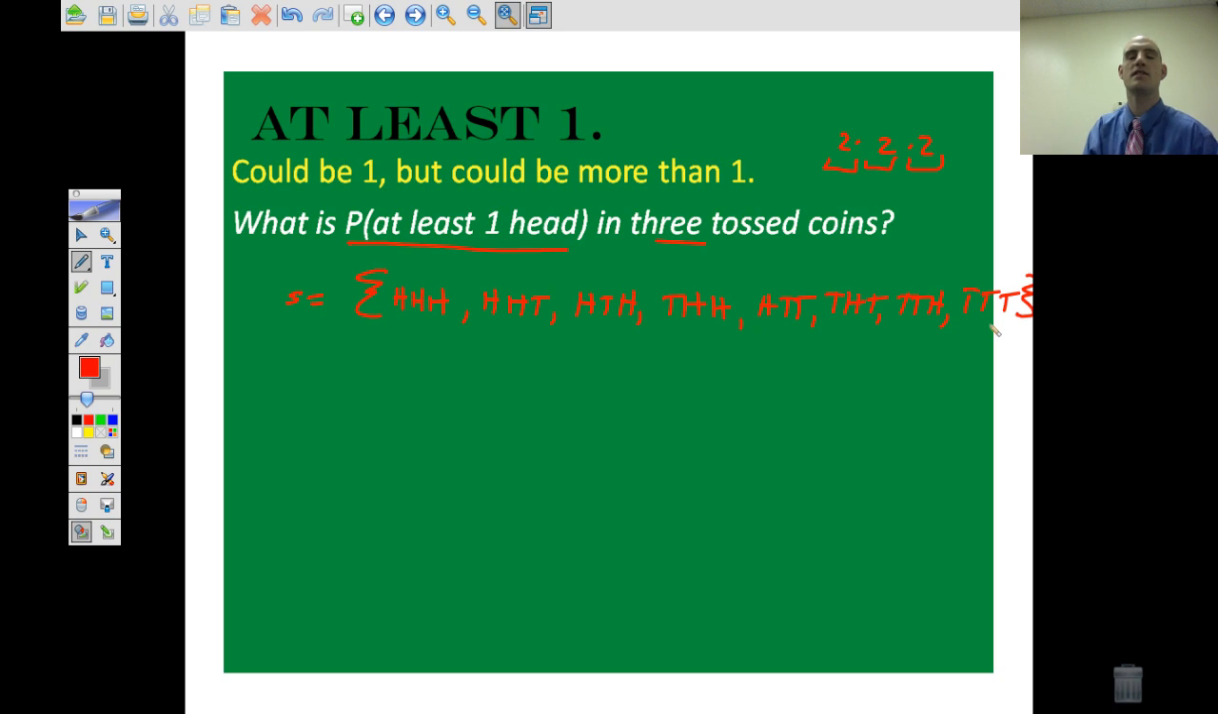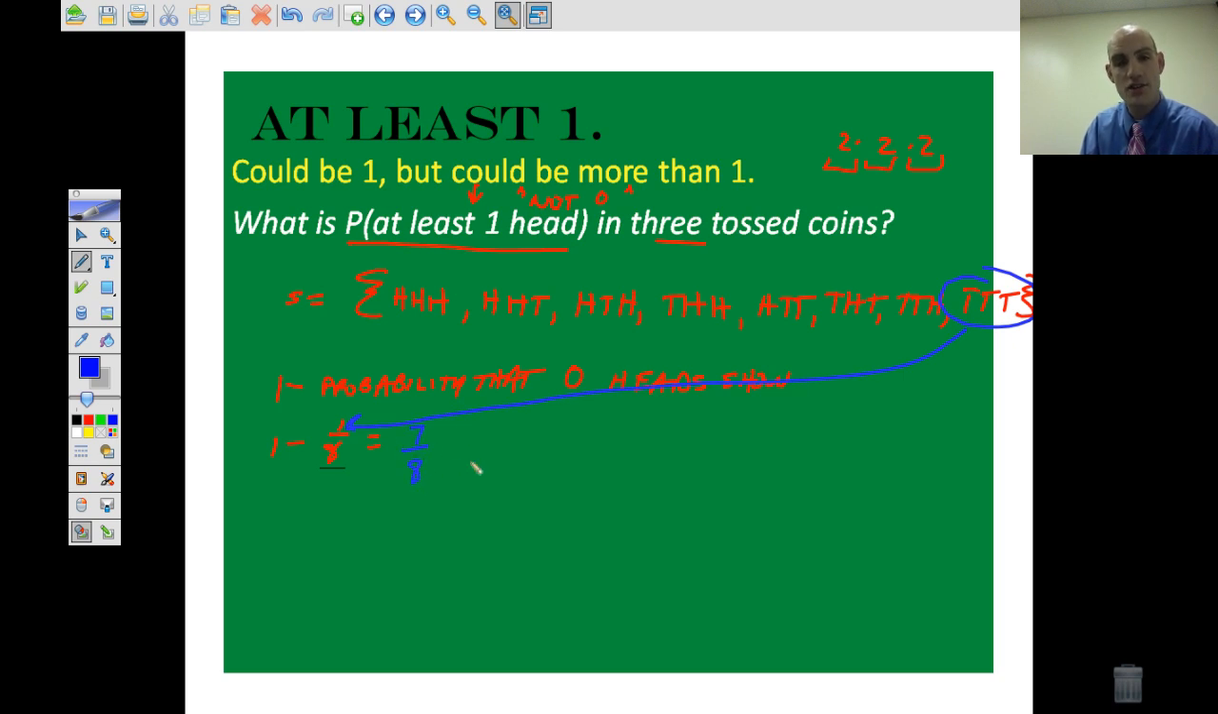Well, we listed all these out, but let's think about this logically for a minute. At least one means not 0, so not no heads. So we would take 1 as the probability of all the possibilities of 3 coins flipped. What we're going to do is subtract the probability that 0 heads show. So that's going to be 1 minus 1 out of 8, because 1 out of 8 is the number of ways that no heads show. So that would be tails, tails, tails. So that's this one right here.